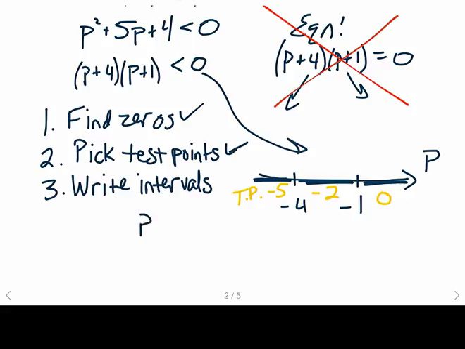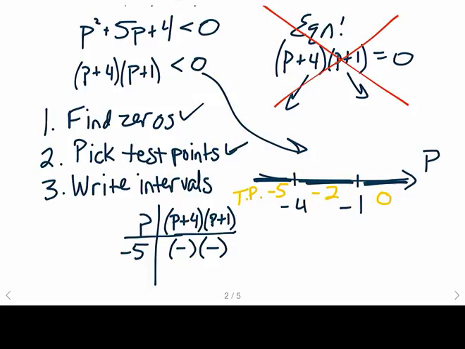For any particular input value in these intervals, I don't need to know the exact answer of the output. What I need to know is if it's positive or negative, because we're trying to solve an inequality that's being compared to 0. So for each one, I'm going to look at the individual factors of p plus 4 times p plus 1. We're going to start with negative 5. If p is negative 5, then p plus 4 is a negative factor, and p plus 1 is a negative factor. And I know that negative times negative is positive.